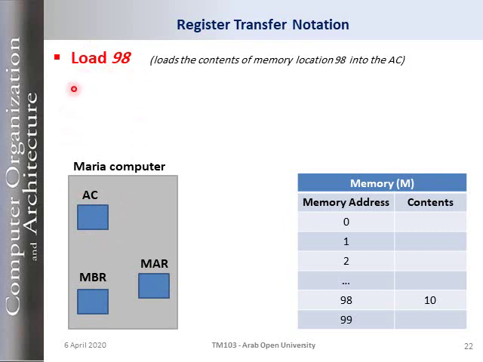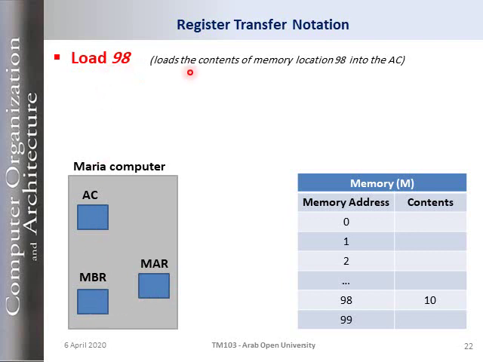These are the registers that we are going to use in this instruction, load 98. Instead of X, I specified 98 as the address. This is the memory, with memory addresses starting from 0, and these are the contents, what is stored inside each memory location. In the CPU, this is the accumulator, this is the memory address register, and this is the memory buffer register.